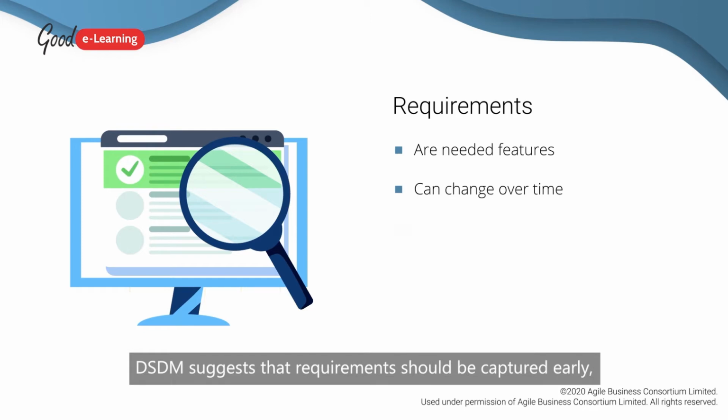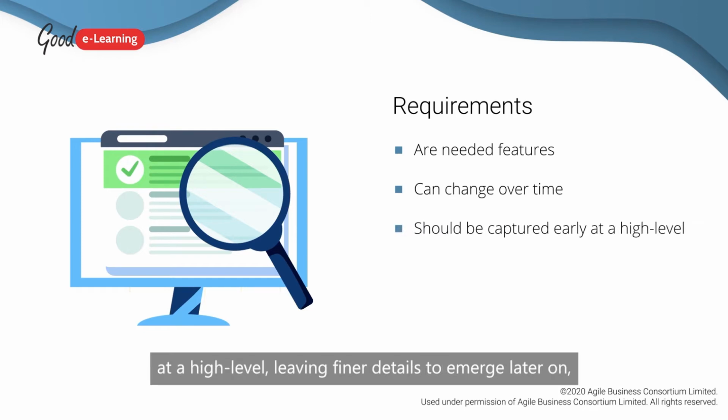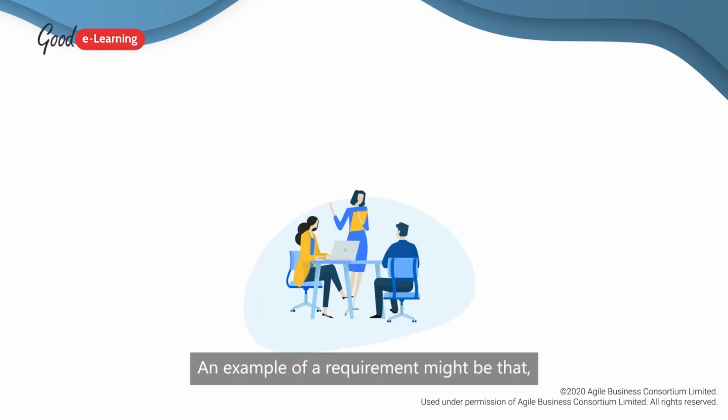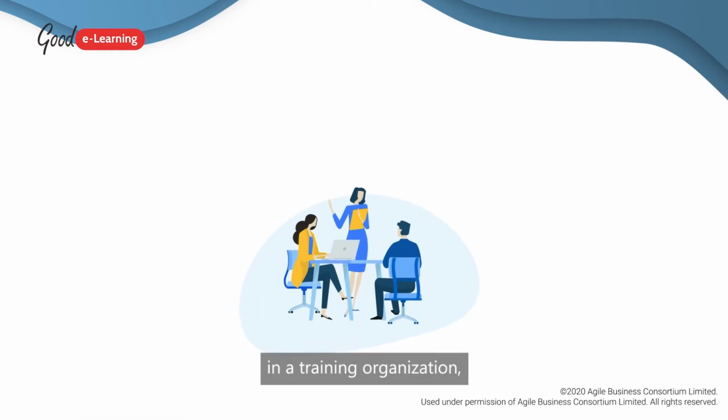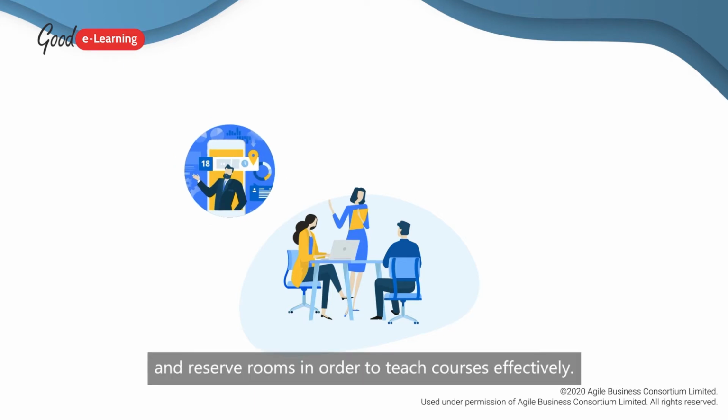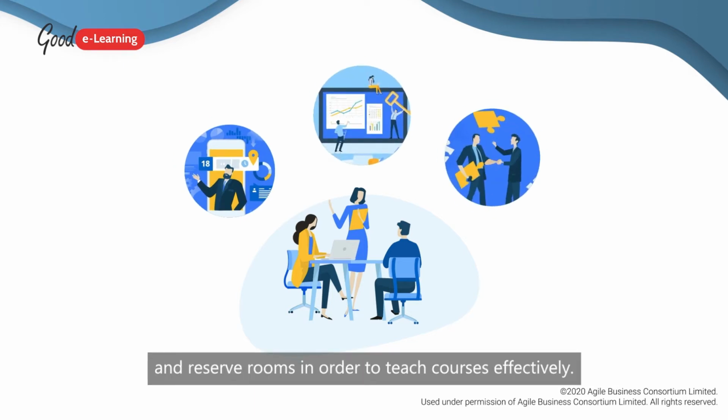DSDM suggests that requirements should be captured early, at a high level, leaving finer details to emerge later on, usually when the project reaches the evolutionary development phase. An example of a requirement might be that, in a training organization, a training manager needs to be able to schedule training courses and reserve rooms in order to teach courses effectively.